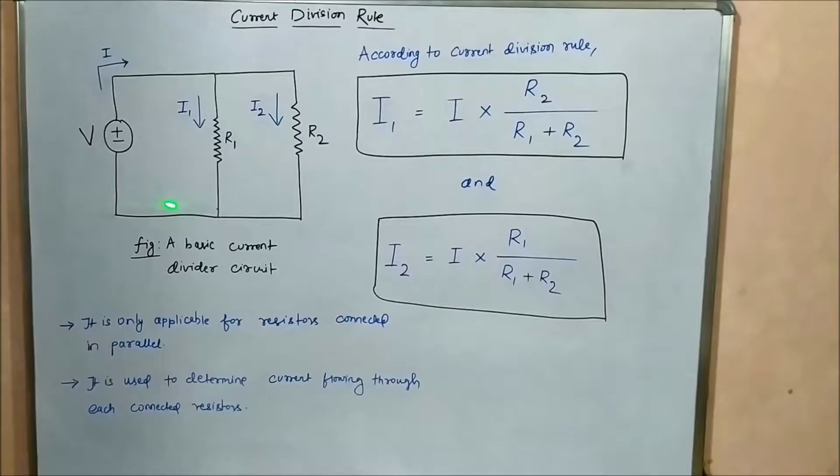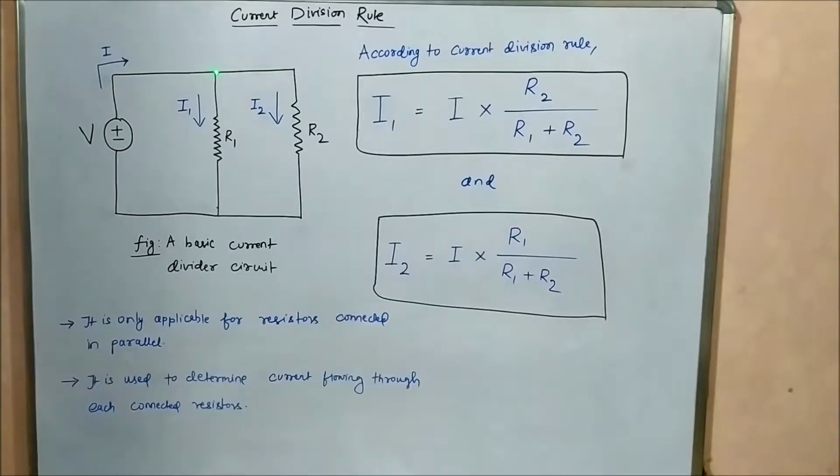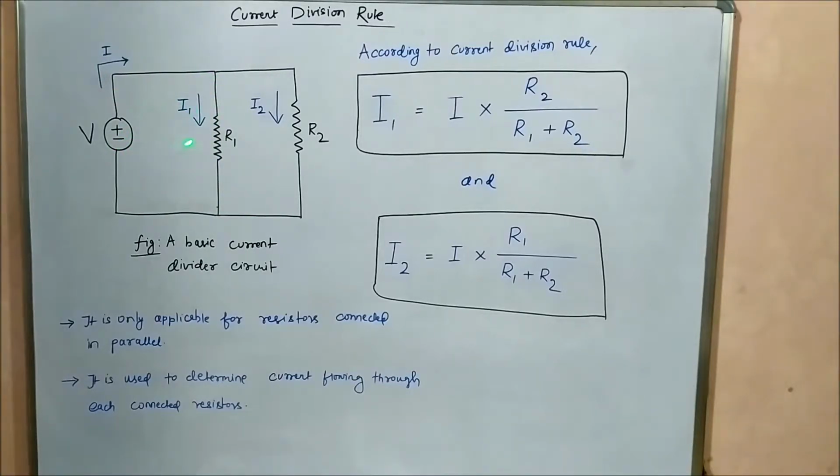Here you can see a basic circuit employing two parallelly connected resistors R1 and R2. They are in parallel connection. You can say that they are in parallel because the two ends of the resistors are connected at one common point, and then it is connected across a voltage source V. It is a DC voltage source.